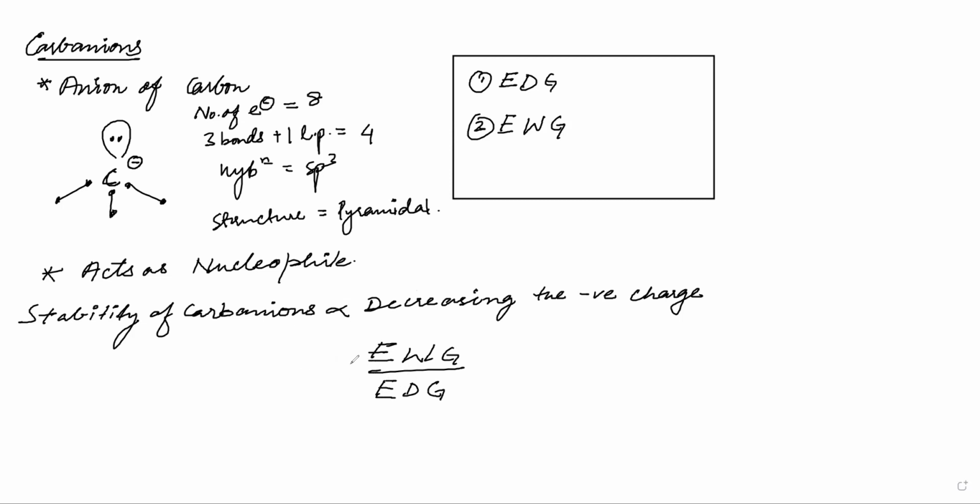Are you able to understand this line? Directly proportional to EWG and inversely proportional to EDG. Very good. That means it's all the same. You just have to identify the withdrawing groups and the electron donating groups. Okay, you can write this much. Then we will move further and do some questions on stability. Let me know when you are done.